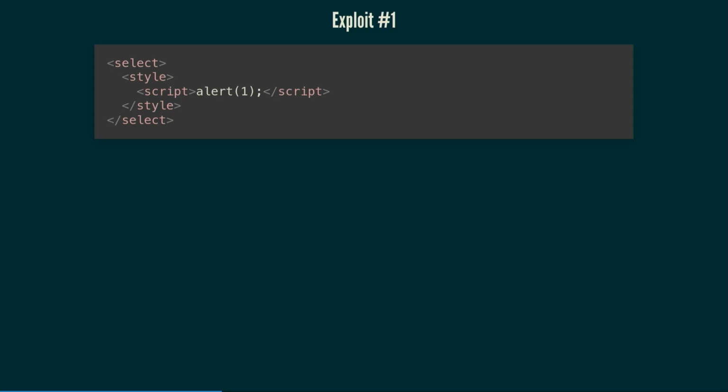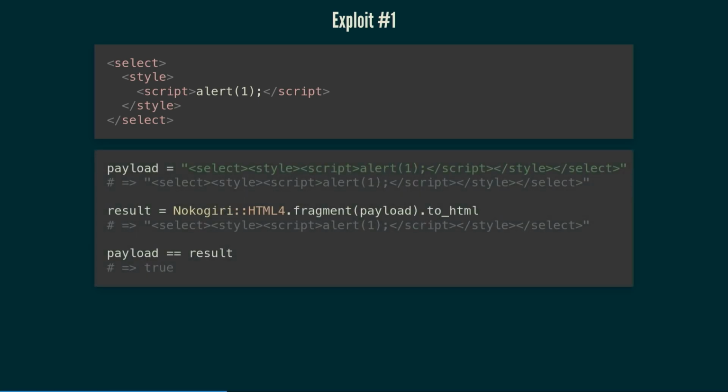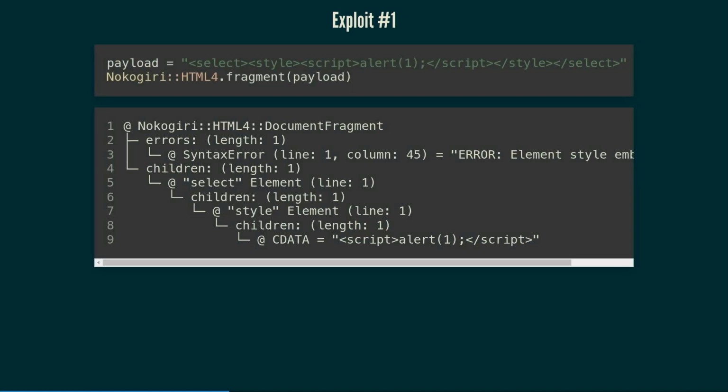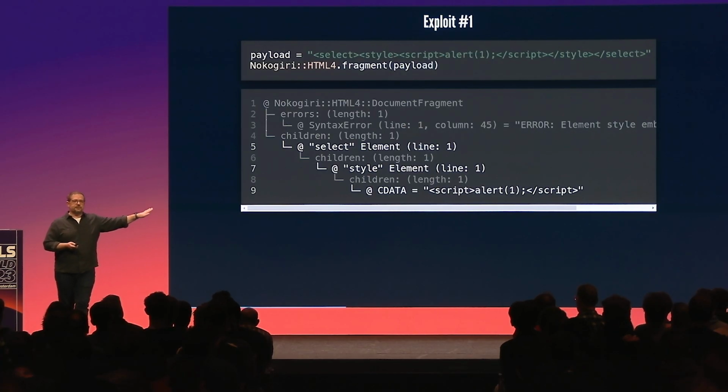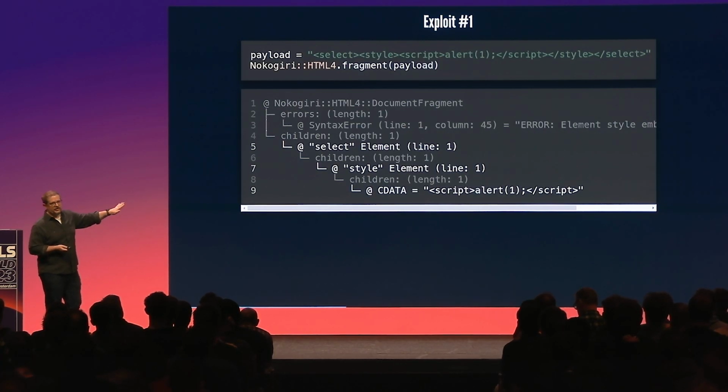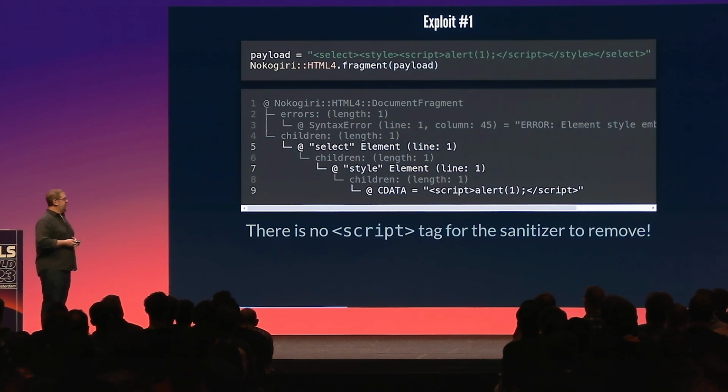So you can see this HTML is a select tag with a style child, and a script tag. And when you parse this with HTML4, it goes through and round trips. It's perfectly valid HTML4. But when you look at the tree that gets generated, you see some interesting things. You see that there is a select tag and a style tag, but the style tag contains string data. It's character data. It's a string constant. So that script isn't actually a tag. It's text that belongs to the style tag. And that might seem weird and dangerous, but that's how the HTML4 spec works.